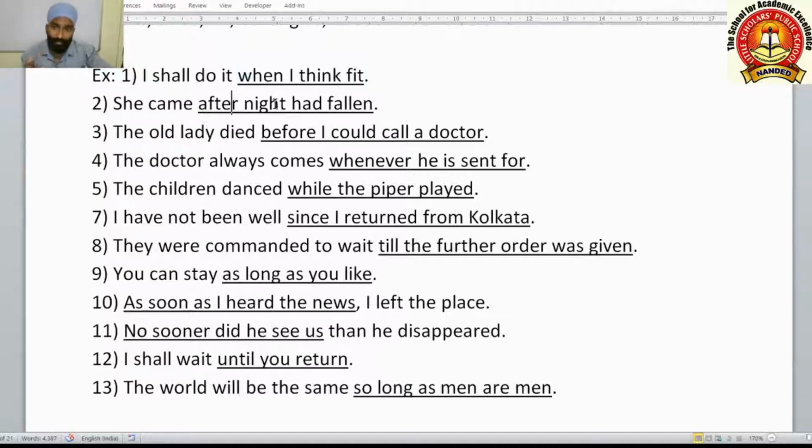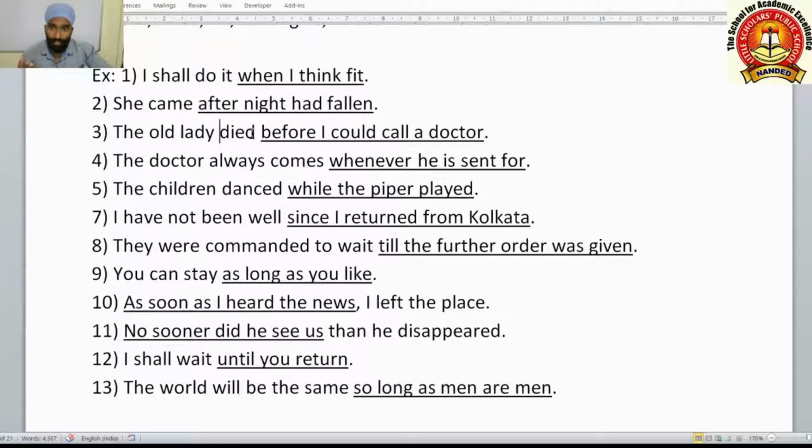She came after night had fallen. When did she come? After night had fallen. So here after is acting as the conjunction. After can act as a conjunction, also a preposition, and also an adverb. Here it is acting as a conjunction.